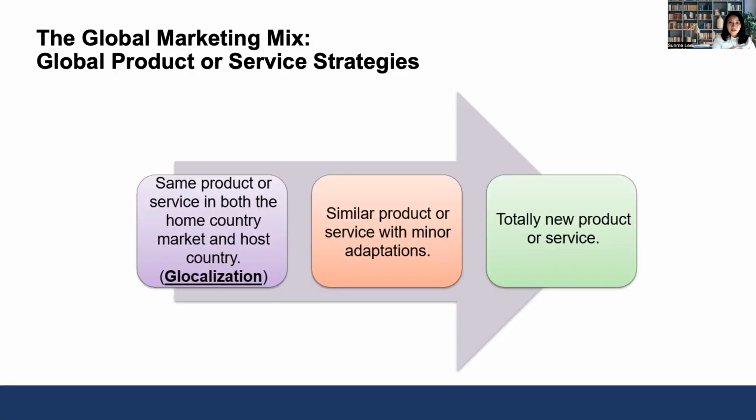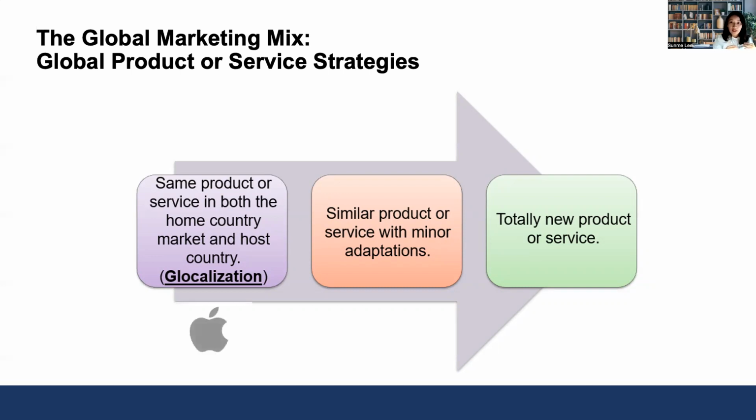So once you set up the segmentation, targeting, and positioning, what is the next step? As we learned in the marketing strategy and marketing plan, the next step is that you implement the marketing mix with those plans and strategy. Let me tell you about three different types of global product or service strategies. The first one is to use the same product or service in both the home country and the host country, which is called globalization.